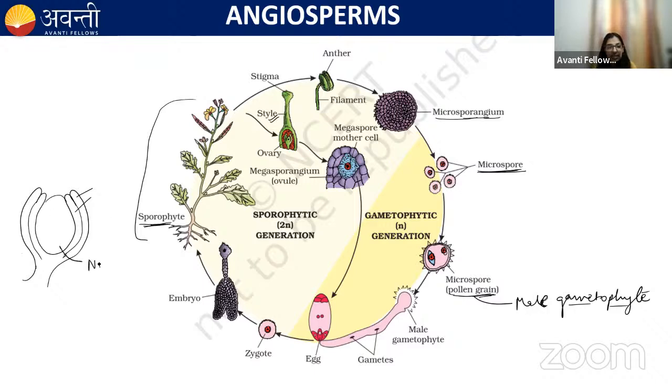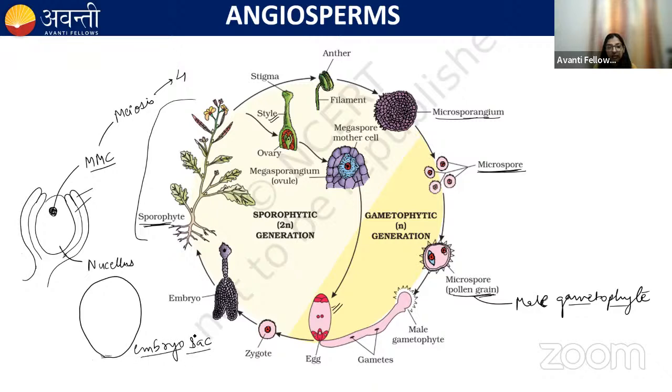Inside the ovule, nucellus is present. This is nucellus. One cell of the nucellus gets differentiated into megaspore mother cell. This megaspore mother cell undergoes meiosis and produces four haploid megaspores, out of which three degenerate and only one is functional. Okay? And that functional megaspore will produce the female gametophyte. Let's say this is the female gametophyte. The female gametophyte in case of angiosperm is known as embryo sac. This female gametophyte is 7-celled and 8-nucleated.